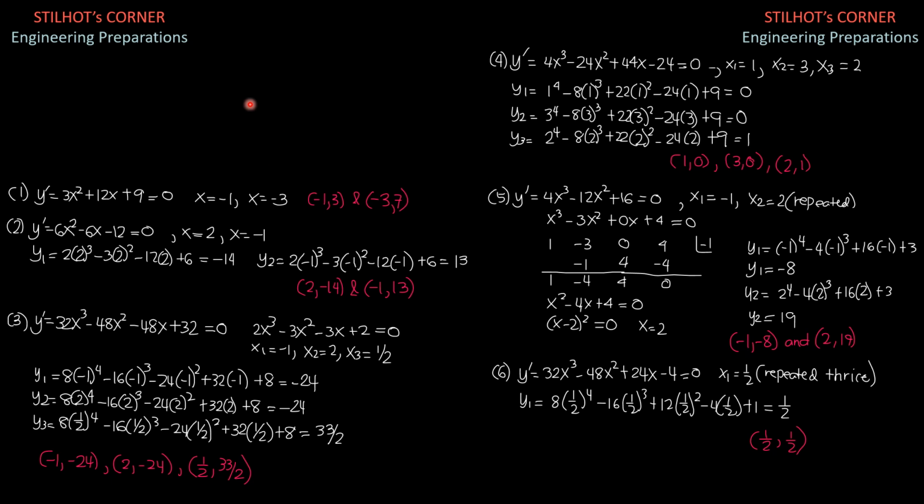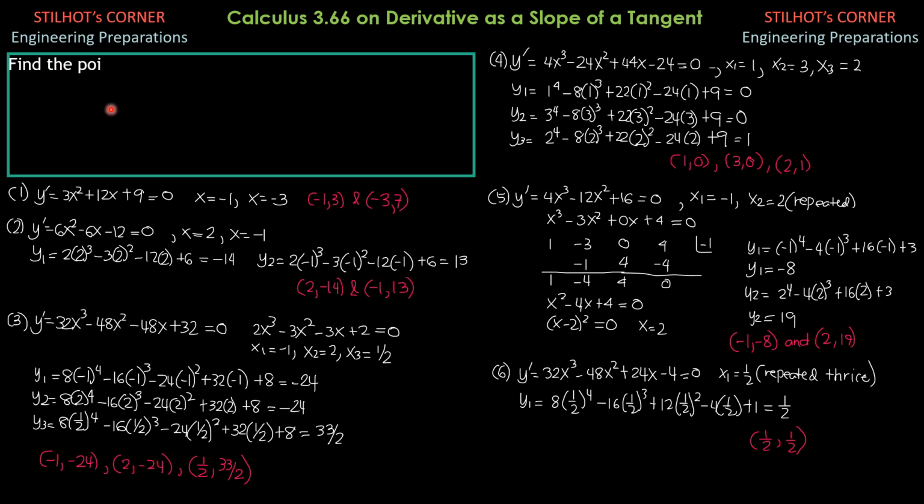And this is the finding of points on the curve where the tangent is horizontal or parallel to the x-axis. So I hope that you will be able to follow the explanations and the solutions, thereby increasing your knowledge in calculus and in general in your engineering life. So find the points on the curve where the tangent is parallel to OX.